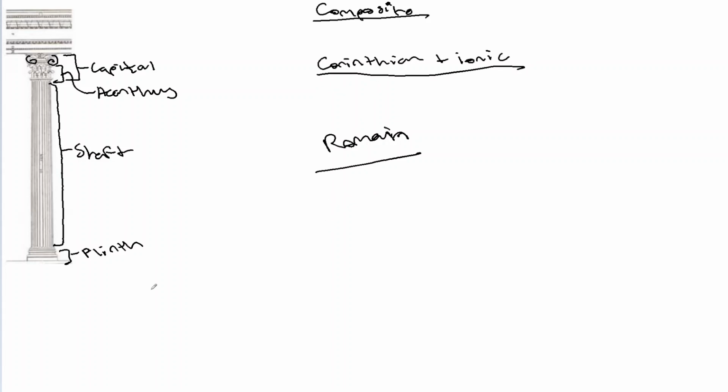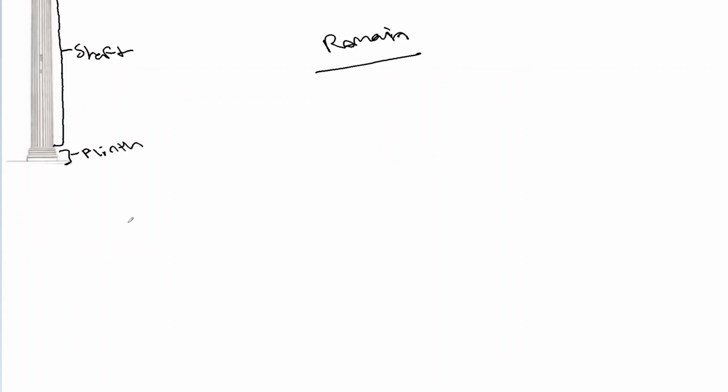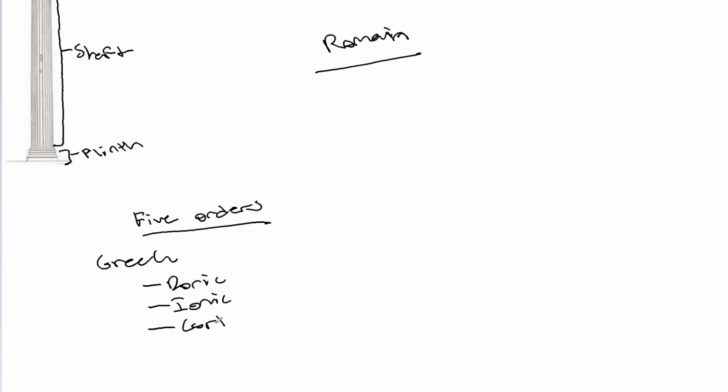And that will conclude the video. To review, we basically went over 5 orders. We have the 3 Greek orders, which are Doric, Ionic, and Corinthian. And for the Roman orders, we have the Tuscan, and we have the Composite order.